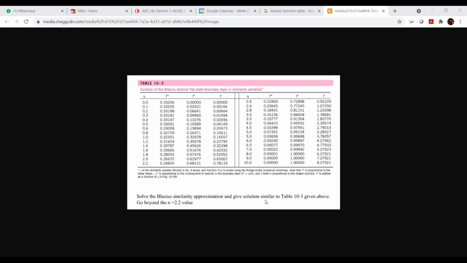So these types of tables are listed in books. As I told you, I don't remember right now if it's listed at the back of your book. Maybe it is, or inside this chapter, maybe it is. But if it's not, you can actually find it over the internet anyway. So this is how we make use of this Blasius laminar flat plate boundary layer solution.